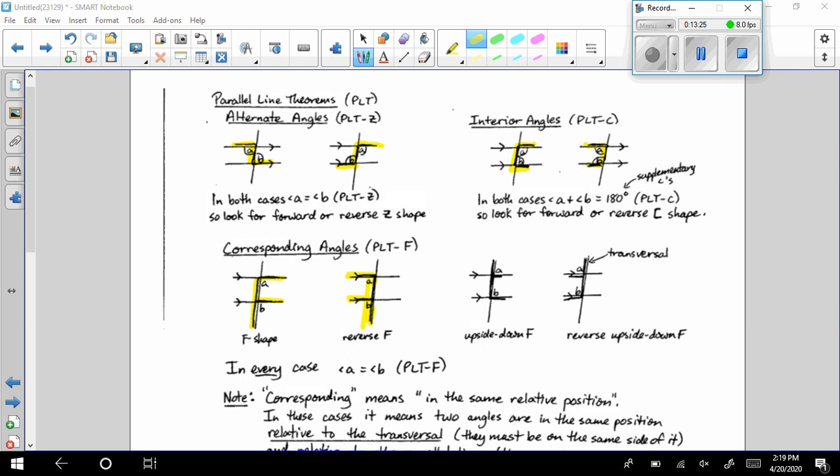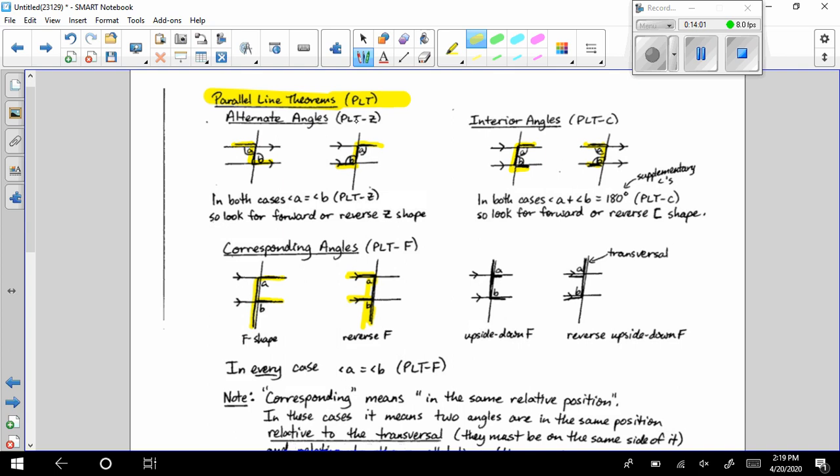Before we can answer the next question that was on that last page, we need to explore some other angle relationships that I haven't talked about yet. The following relationships are born out of what we call parallel line theorem, PLT. When you have two parallel lines and a line that cuts through them, which we call the transversal, then there are three key angle relationships that can arise depending on the shape that you see.